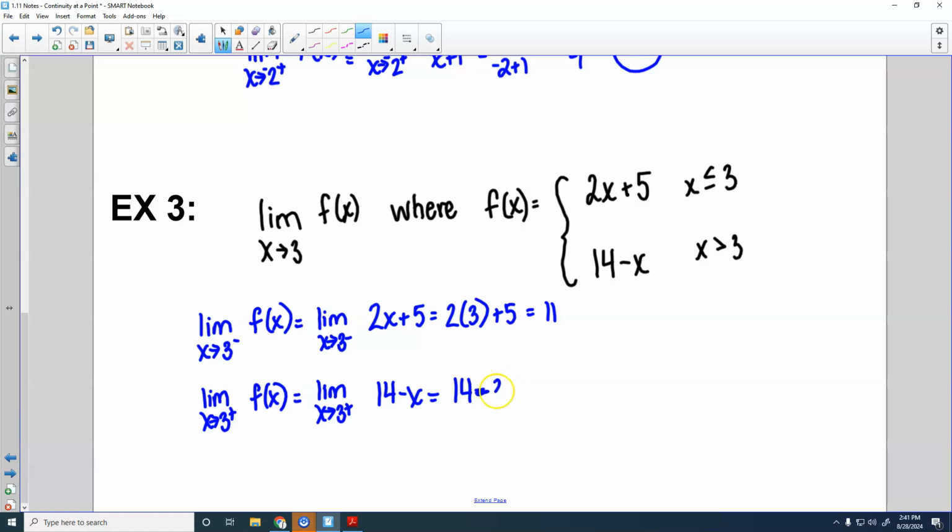Minus 3. What do we get for that? 11. Also, since those equal each other, we can now say that the limit as x approaches 3 of f of x equals 11 as well. Did we use this in pre-cal, these 3 dots right here that meant therefore? So you can use that if you want. Therefore, the limit as x approaches 3 of f of x equals 11.